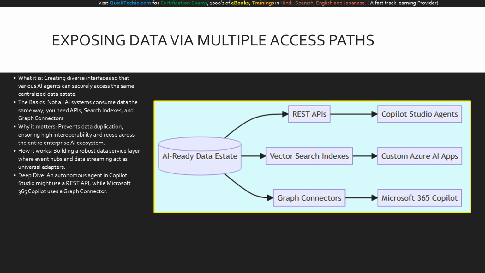You can see Copilot Studio agents securely connecting via the APIs, custom Azure AI apps pulling data via the search indexes, and Microsoft 365 Copilot seamlessly connecting via the graph connectors. This radial design clearly shows how a single, well-organized data foundation can easily support a diverse, expanding ecosystem of AI applications simultaneously, without any data duplication.